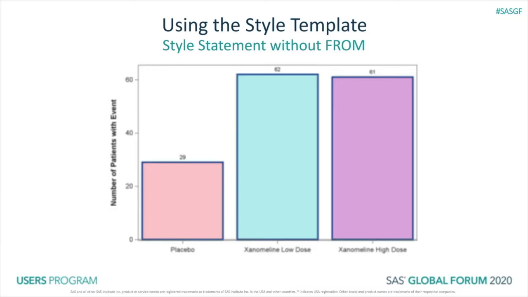So this is style without the from. So this is just style graph data / color equal. And you'll notice that we have our pale pink, our pale turquoise, and our plum, but the lines around our bar charts are all blue. That's because we only said to change the color. Everything else, all the other attributes, are going to be using non-grouped data.